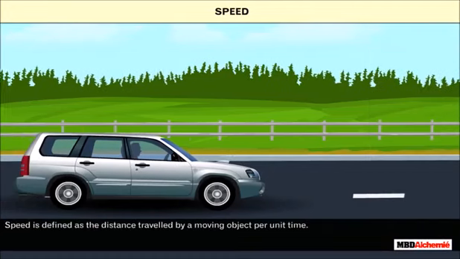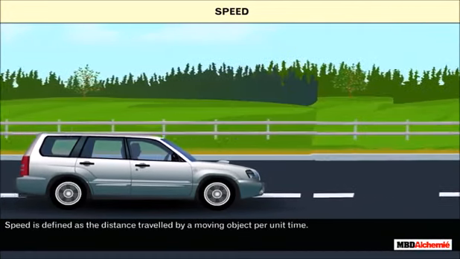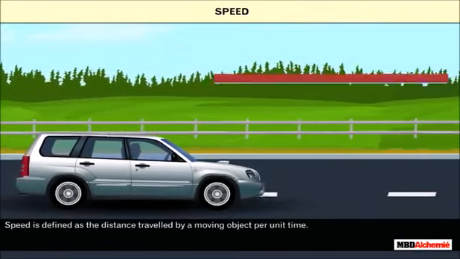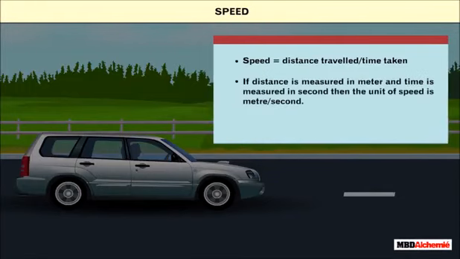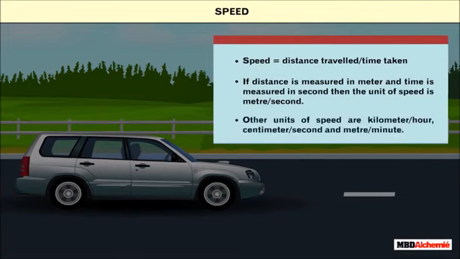Speed. Speed is defined as the distance traveled by a moving object per unit time. Speed is equal to distance traveled upon time taken. If distance is measured in meter and time is measured in second, then the unit of speed is meter per second. Other units of speed are kilometer per hour, centimeter per second, and meter per minute.